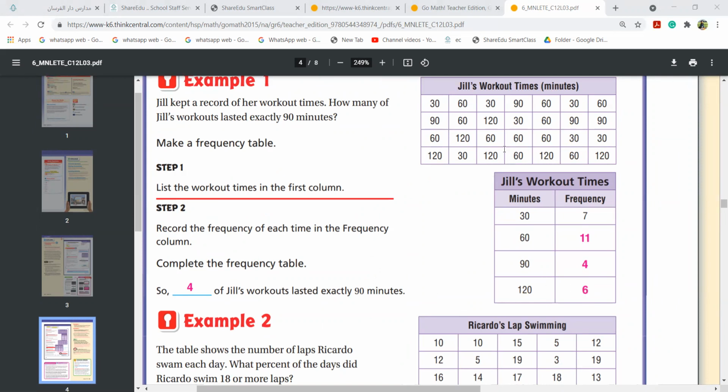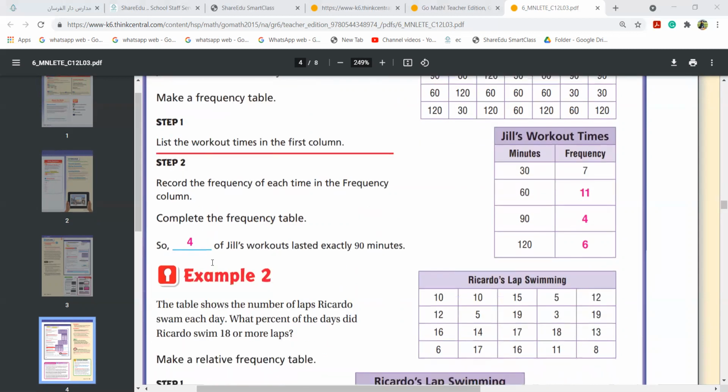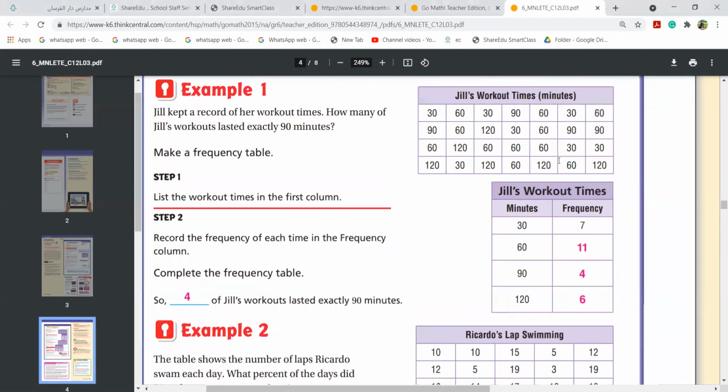Like when I count from this box. So for Jill's, complete the frequency. For 90 minutes, how many is it, girls, when you count? 1 in the first, second, third. 1, 2, 3, 4. So your answer is 4. This is called the frequency table, where you count and write the number of things here.